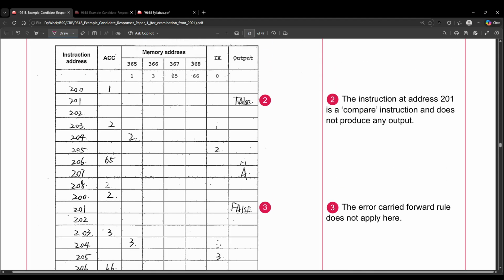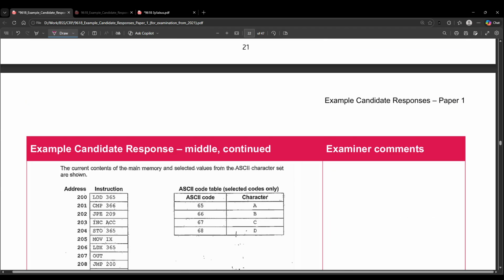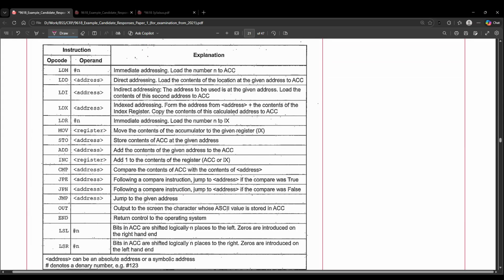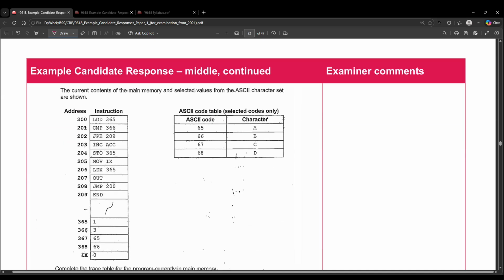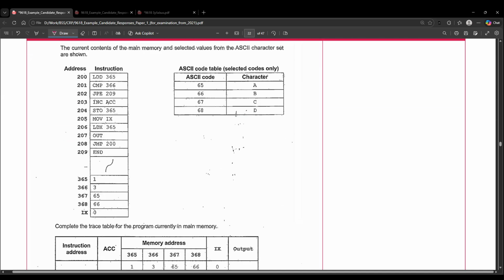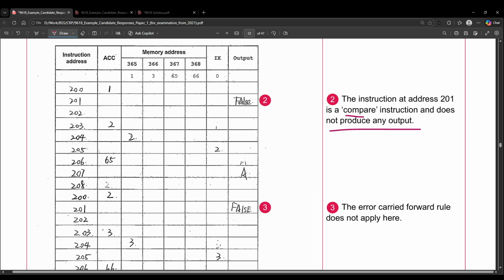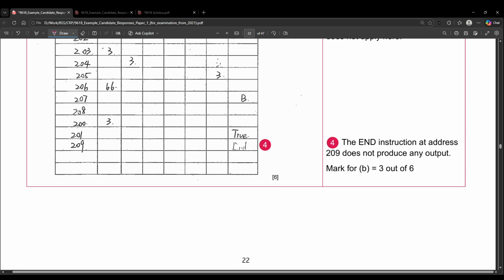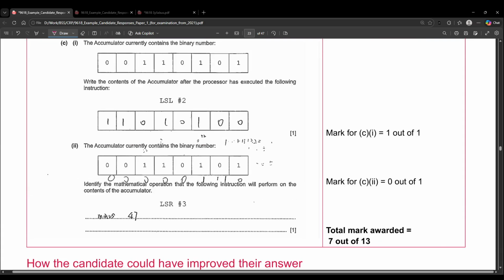So here they are saying the instruction is a compare instruction, does not produce any output. So if you look at CMP, what does CMP do? It's always given to you in the exam. So CMP will compare the contents with the contents of the address of the accumulator. So it's not going to produce any output, or change any register or any flag at all. Okay, so you're not supposed to write anything for the CMP instruction. And then the student has written END literally, so you're not supposed to write END anywhere.